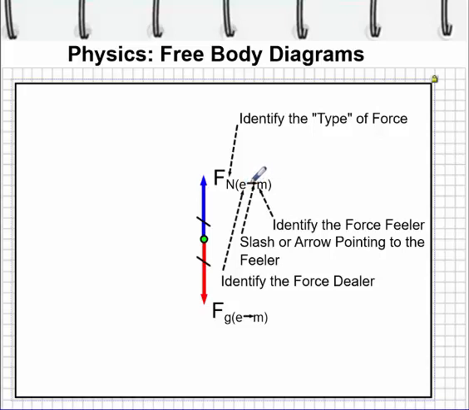Here I usually put an arrow or a slash. I often use slashes more than arrows. But if you're a first time person drawing free body diagrams, it might be good to draw an arrow so you know that the dealer is causing the force onto the feeler. Now the feeler is going to be what's feeling the force, okay? So if you're drawing a free body diagram of the man, this is going to be the force feeler, or you're going to represent this with the man. This is what's having the forces applied to it.